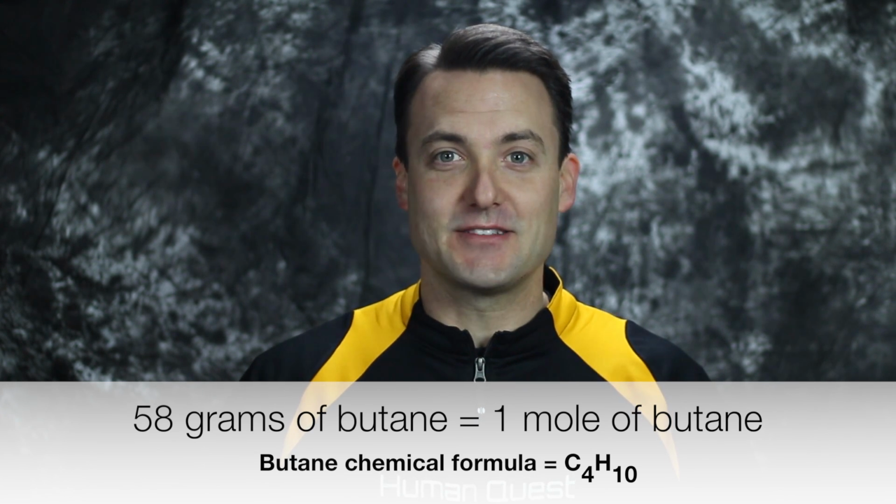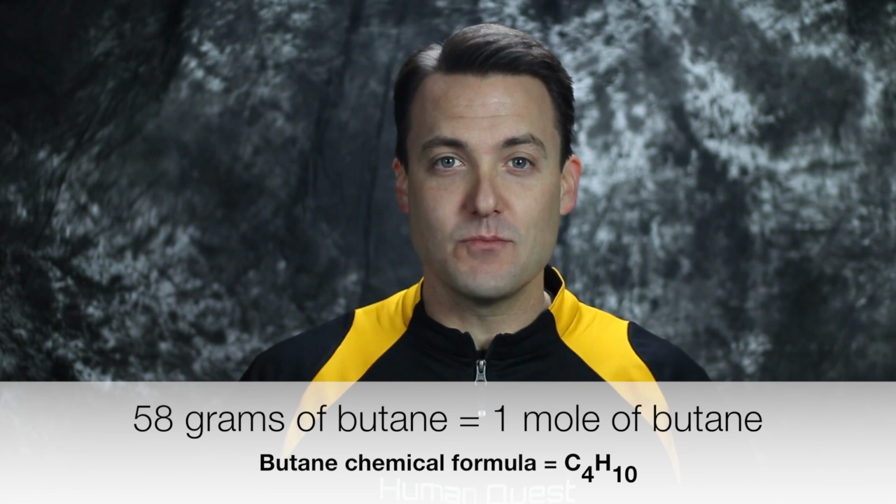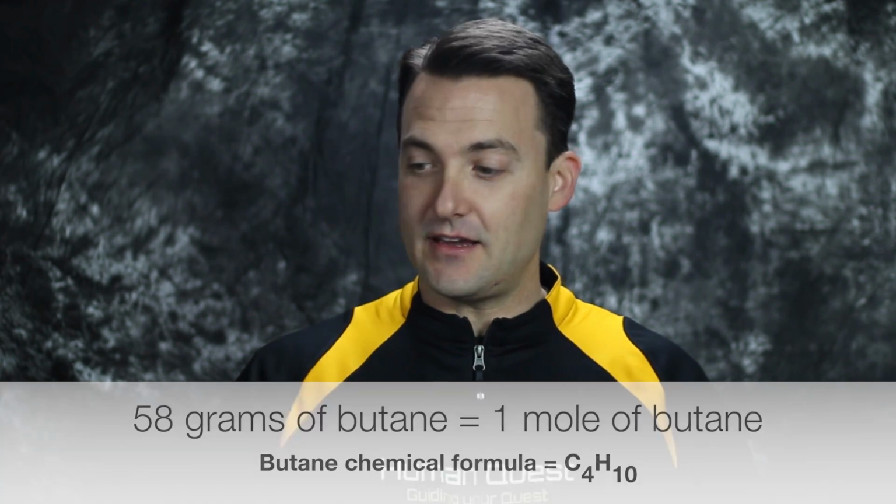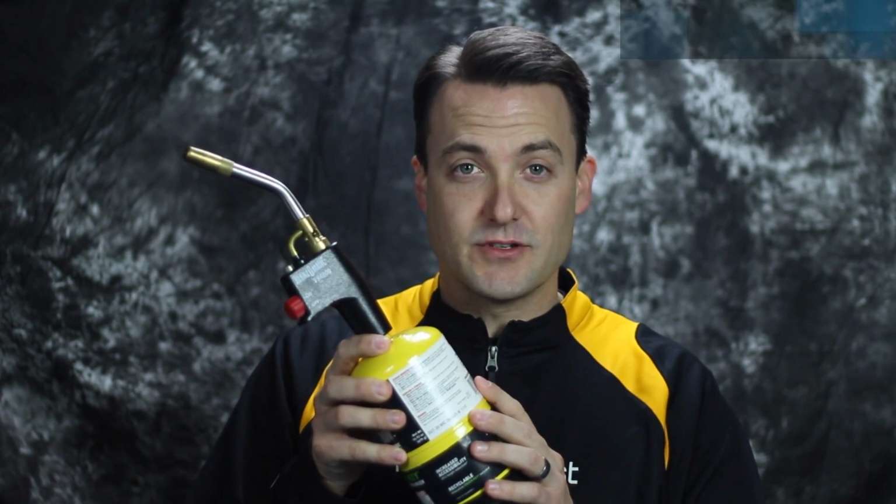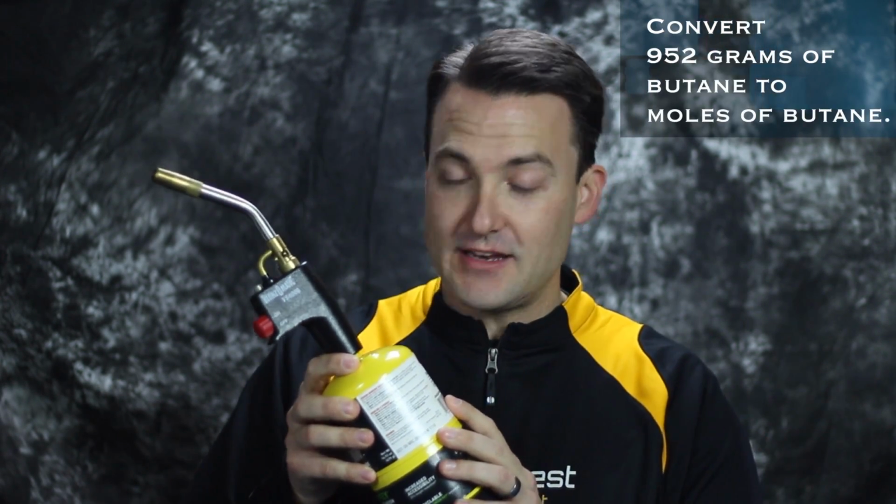Let's use the molar mass of butane to calculate how many moles of butane are in my tank, which has 952 grams of liquid butane in it. I need to use the molar mass, but how? Would you multiply or divide 952 grams by the molar mass?